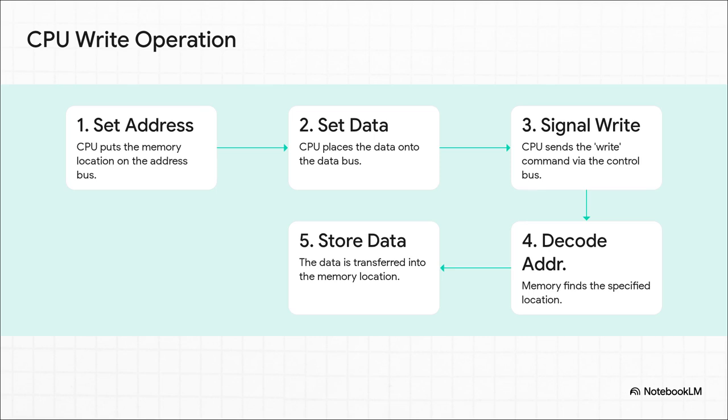So first, the CPU puts this specific memory location, think of it as a mailing address, on something called the address bus. Next, it puts the actual data it wants to store on the data bus. Then it sends a write command on a control line. The memory chip finds that exact address and boom, accepts the data. It's a perfectly timed, coordinated dance.